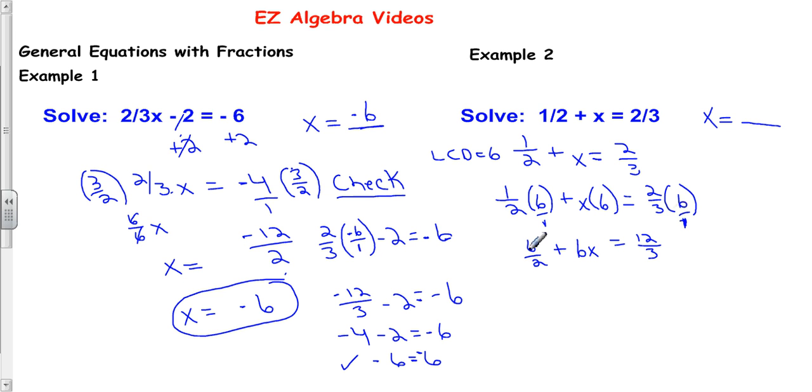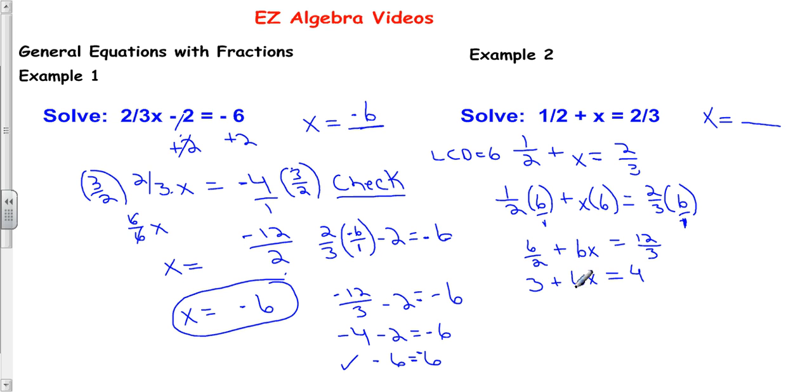Now we're just going to reduce real quick. 6 over 2, we'll end up with whole numbers across the board. It's 3 plus 6x equals 12 divided by 3, which is 4. Now we have the exact same equation, it's just written without fractions, which makes things very nice.